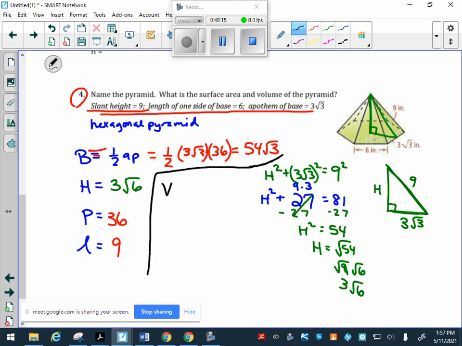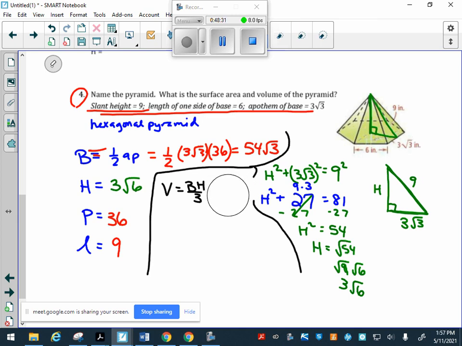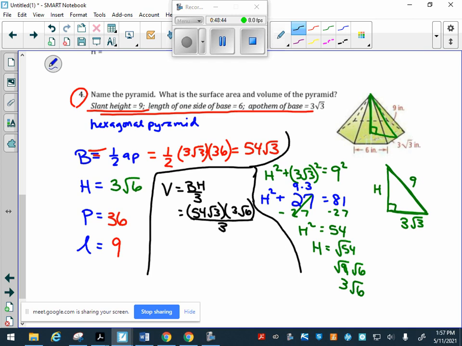Let's do volume first. The h over 3. So we've got 54 root 3 times, sorry, I'm squishing it a little bit here. I'm going to put it here. 54 root 3 times the height is 3 root 6 over 3. So basically those 3's cancel, and you've got 54 root 18.